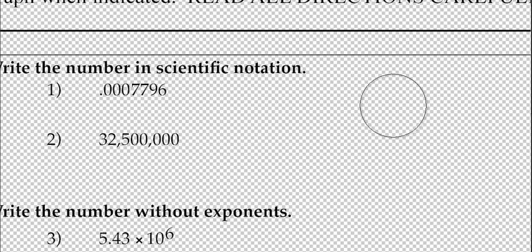Can you see that right there is where I'm going to have to put this decimal point? Now, how far have I moved it? I've moved it 1, 2, 3, 4 places. So this must be 7.796 times 10. I'm going to write a 4 here because I've moved it 4 places. But there are different ways of remembering this.